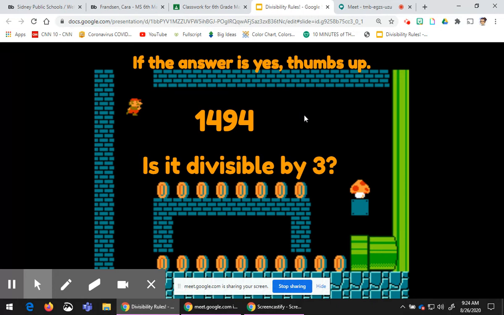Is 18 evenly divisible by 3? Yep. 18 divides evenly by 3. 3 times 9 is 18, right? So that means that the big giant number, 1,494, I don't even have to use a calculator to know, because I just add those digits together and I'll know it's evenly divisible by 3.